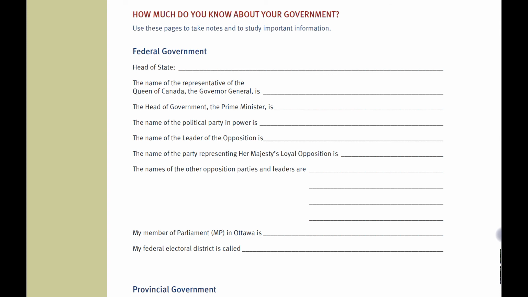What is the name of the party representing Her Majesty's loyal opposition? What are the names of the other opposition parties and leaders? Who is your Member of Parliament, or MP, in Ottawa? What is your federal electoral district called?